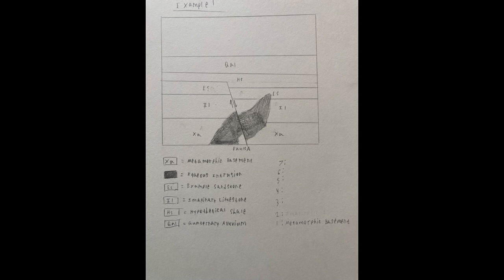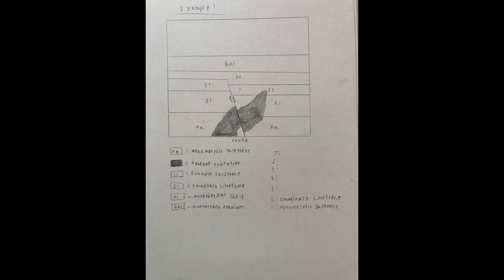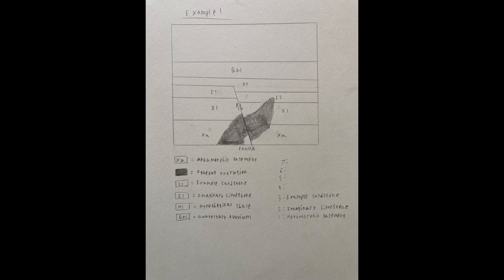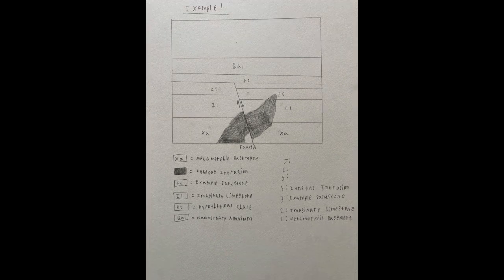The first thing to form is this metamorphic basement rock. Then, the imaginary limestone and example sandstone are deposited on top of that. Then, the igneous intrusion formed. We can tell it must have formed after the first three units because it cuts through those layers.